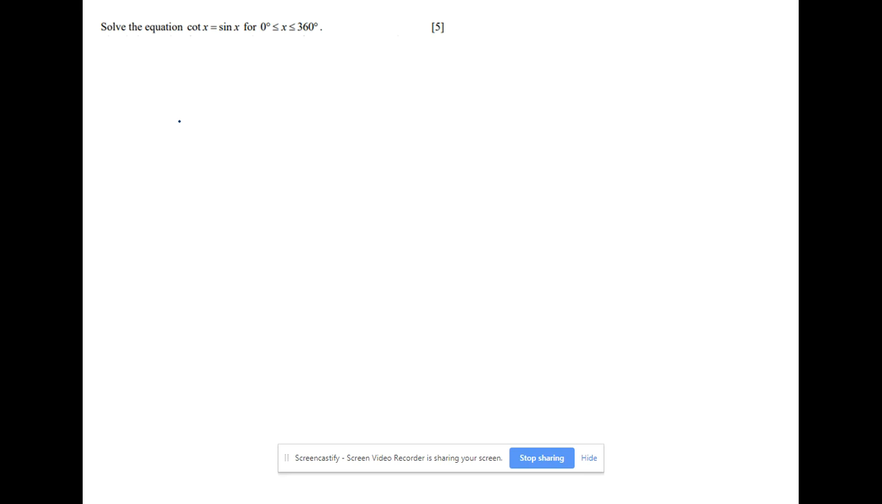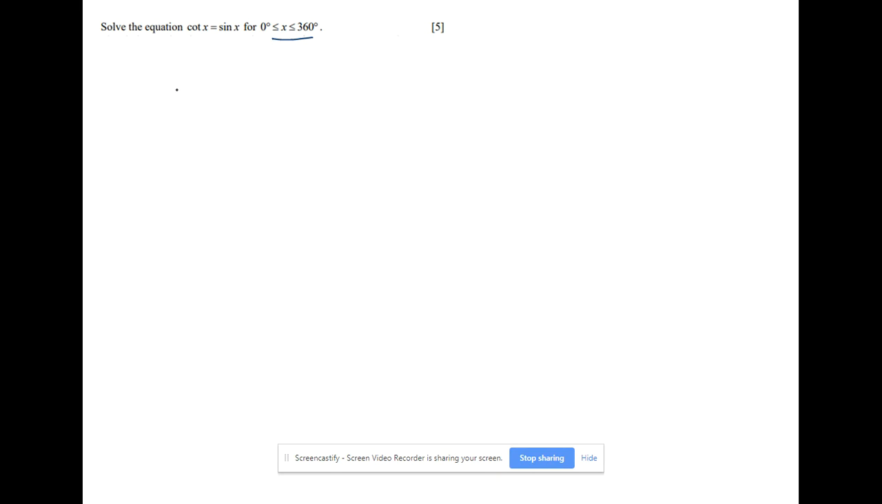Question 7, solve the equation cot x equals sine x. So we're going to have to use a couple of identities. Also note that this is in degrees that they want in your final answer, so we should be noting that as we're starting. So you'll want to be checking that your calculator's in degrees and so on.